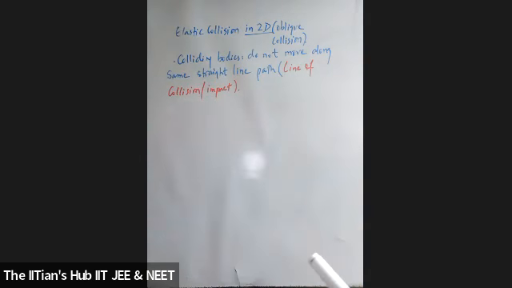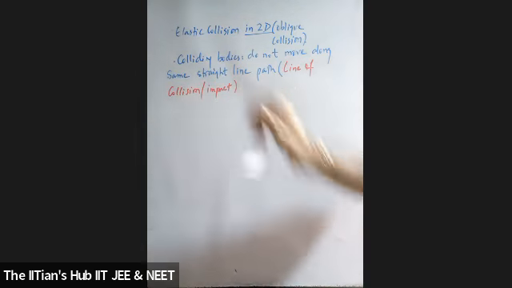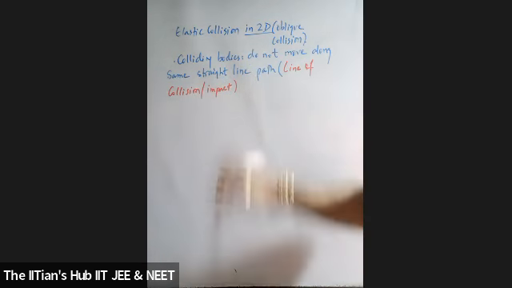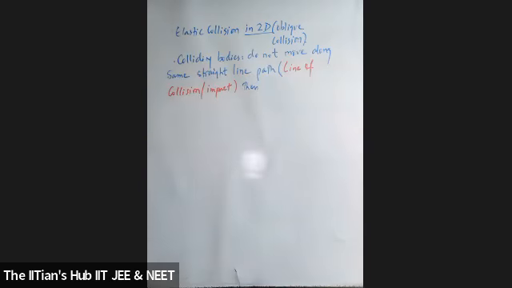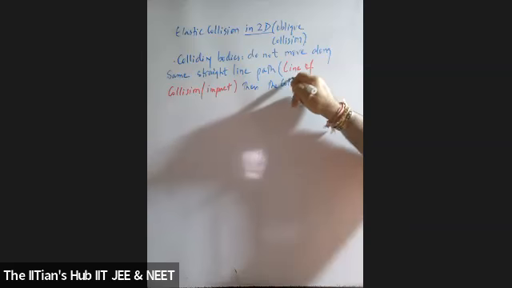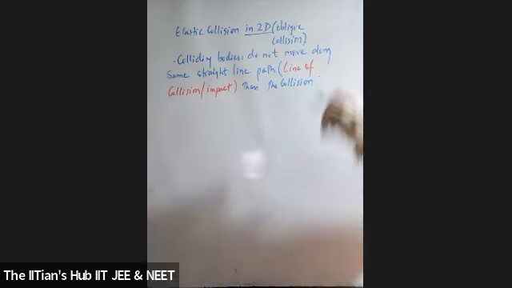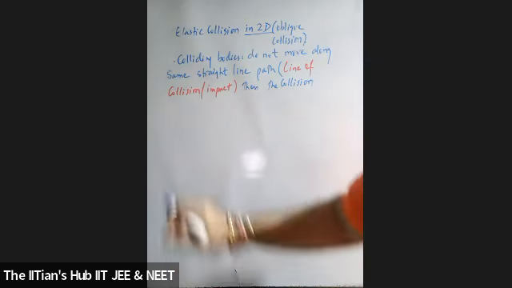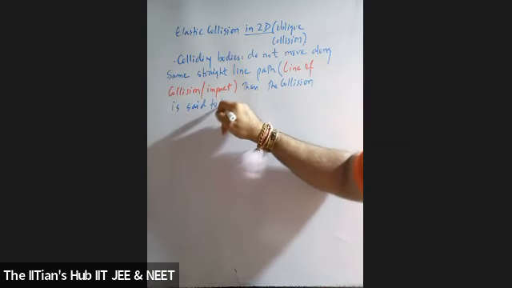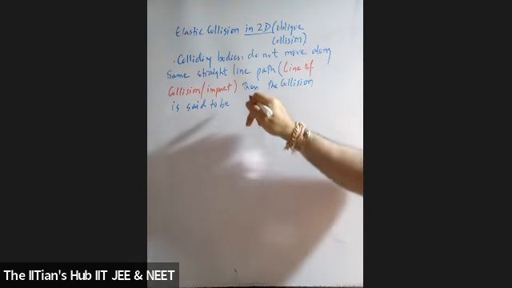So if these two bodies are not moving along this line, and collide and change their direction, then the collision is said to be oblique collision.